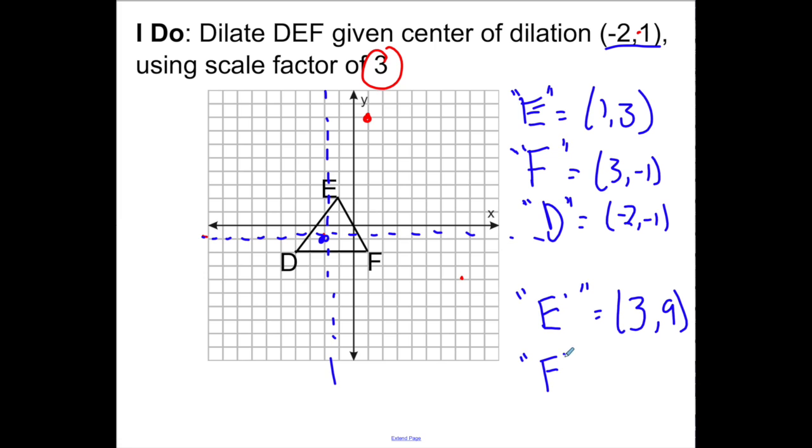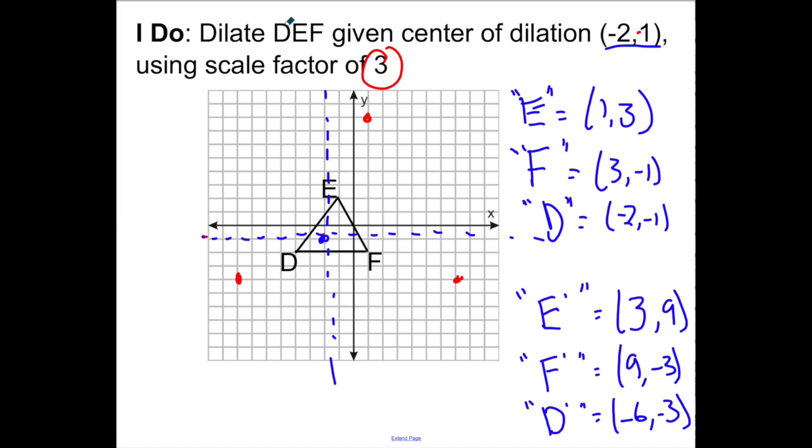F prime, in quotes, is 9, -3. Again, the same method, multiplying each coordinate, but now 9, well, that's 1, 2, 3, 4, 5, 6, 7, 8, 9, 1, 2, 3. Right? And I should be at 7. 1, 2, 3, 4, 5, 6, 7. And then finally, D prime, is -6, -3. Because if we're on the origin, then it's just as easy as scaling the individual coordinates, right? So 1, 2, 3, 4, 5, 6. 1, 2, 3. Okay, relatively speaking.